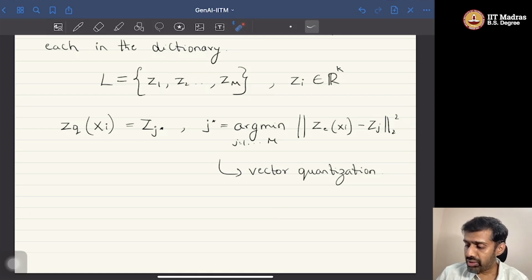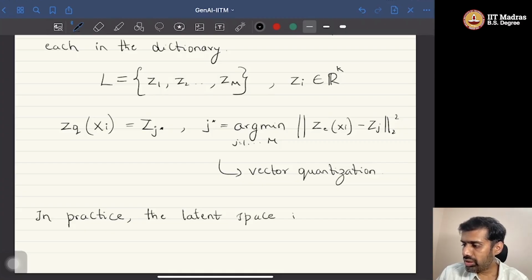So now in practice, what happens is the latent space is designed to be a tensor of latent dictionary vectors.